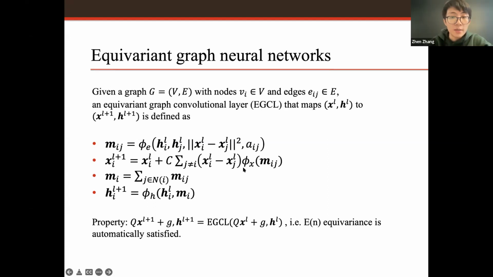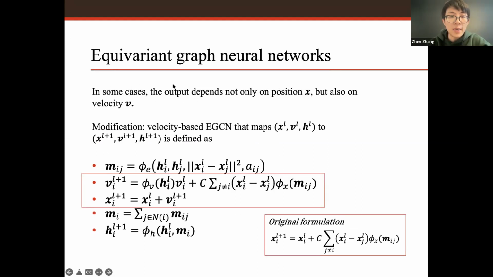And also they introduce an extension of the previous architecture, in the sense that in some cases, the output depends not only on the position x, but also on the velocity v. For example, in the example I just described, if you want to predict the motion of the particle, and you just know its initial position, you don't know where it will go. So you also need to input the initial velocity. So they introduce this simple extension in the sense that it takes also the velocity into the input layer.